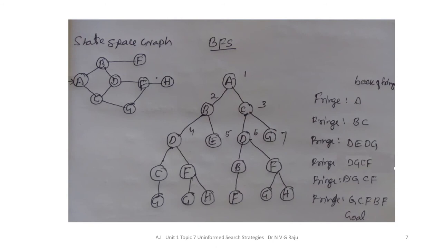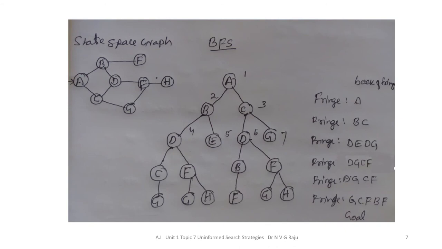If not, expand its successors. Its successors are D and G. Remove C from fringe and add D and G to the back of fringe. Now fringe contains D, E, D, G nodes.